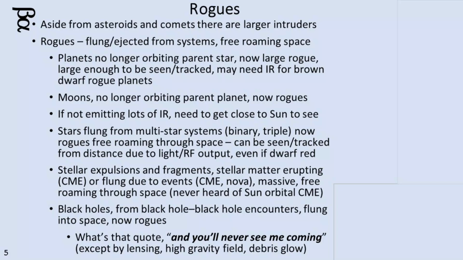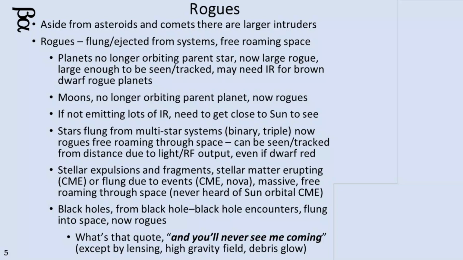But you can also have stellar explosion fragments. This is, let's say, a coronal mass ejection. You've heard about coronal mass ejections coming off of our sun, and you've heard about them moving out into our solar system and maybe encountering Earth. Where do they go from there?